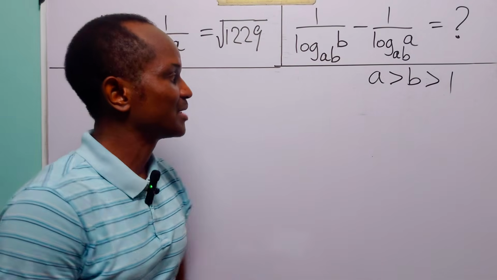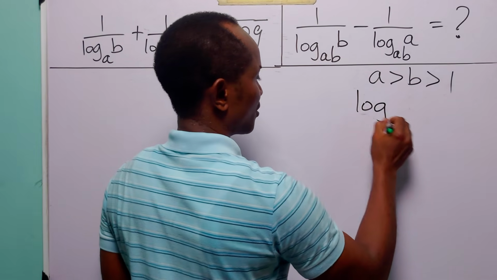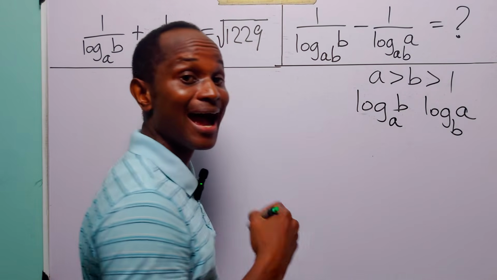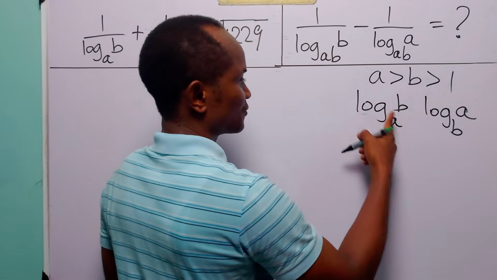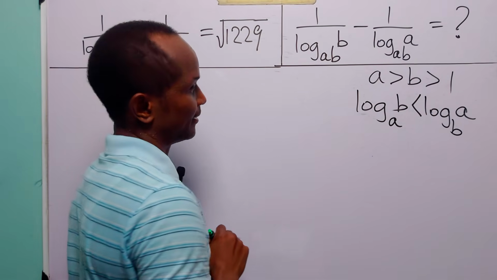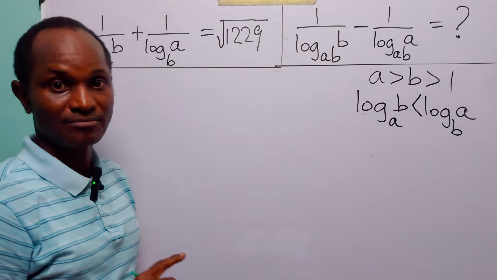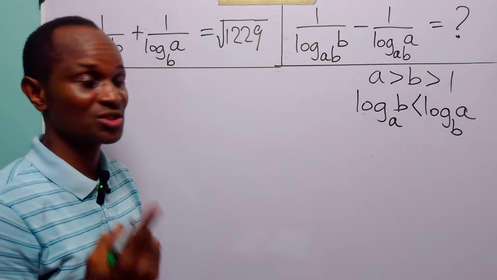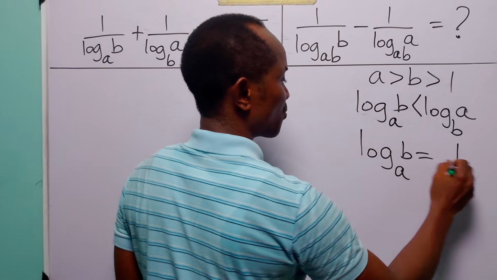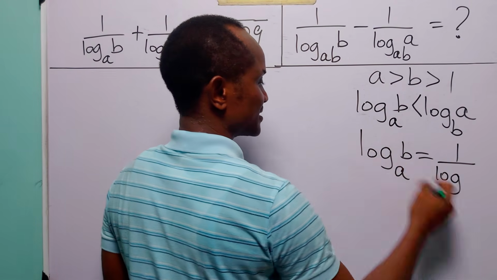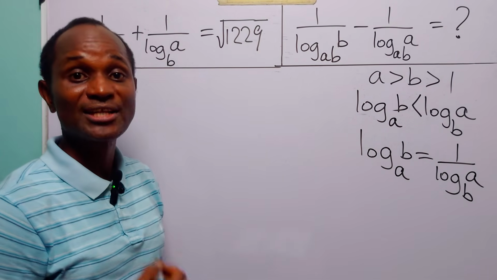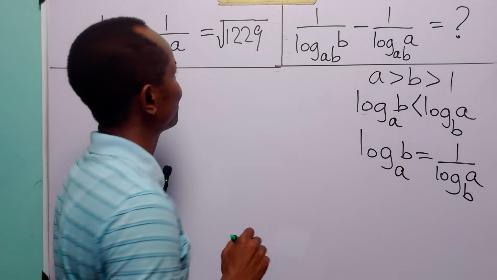Of course, you know that this simply means that both log to base A of B and log to base B of A are real numbers, and log to base A of B is less than log to base B of A. Now, to solve this problem, the identity we are going to be using the most is log to base A of B is equal to 1 over log to base B of A. Of course, you know that this identity comes from the change of base formula for logarithms.